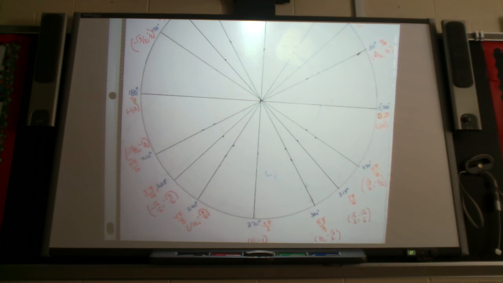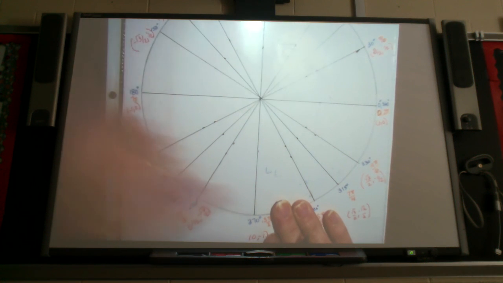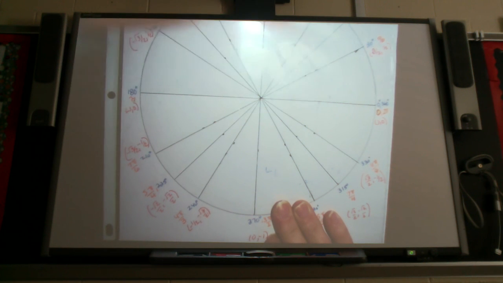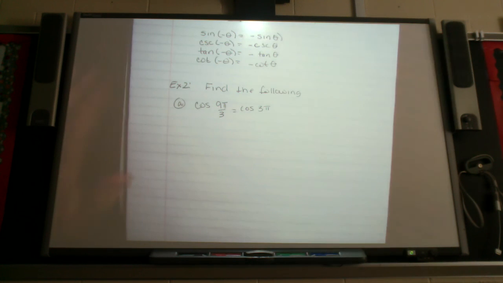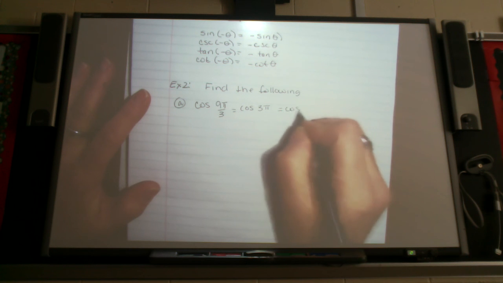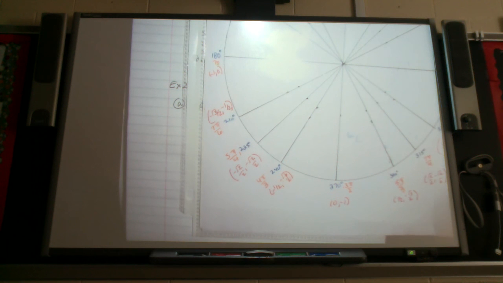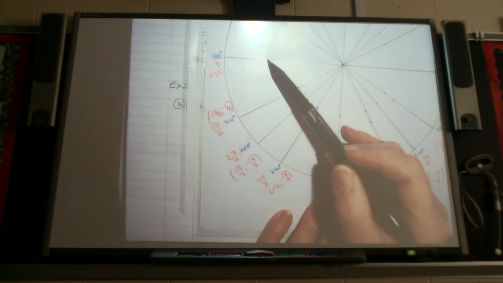How do I get to 3 pi? Go around again. I start here and I go all the way around, that's 2 pi. I need to go another pi to get to 3. So that's the same as pi, so it's the same as the cosine of pi. Why is it the same as pi? Because when I rotate 3 pi, I land right here. They're what's called coterminal angles.